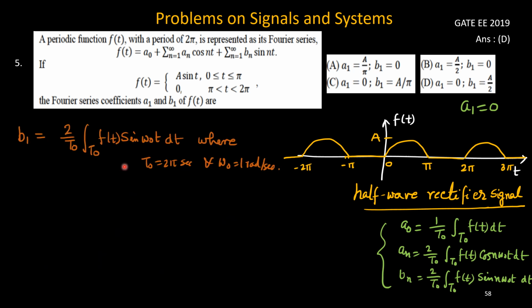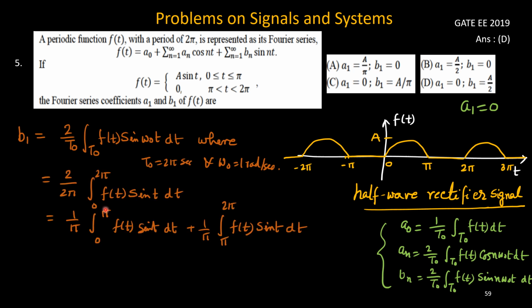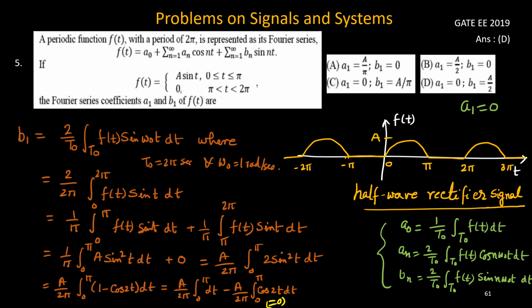Now b1 you can compute similarly. It's 2 upon T0 times the integral of f of t sine omega naught t dt, where omega naught equals 1 radian per second. Again, I'll consider two ranges, and the second range will become 0. The first one is a sin t times sin t, so a sine square t. Here a is outside, and I multiply by 2, so it is a by 2 pi times 2 sine square t. 2 sine square t I can replace by 1 minus cos 2t. So there are two integrals: one is the integration of dt from 0 to pi, and the other is the integration of cos 2t dt.